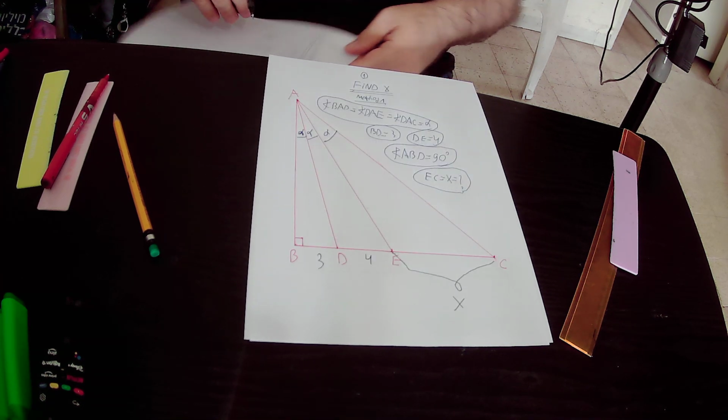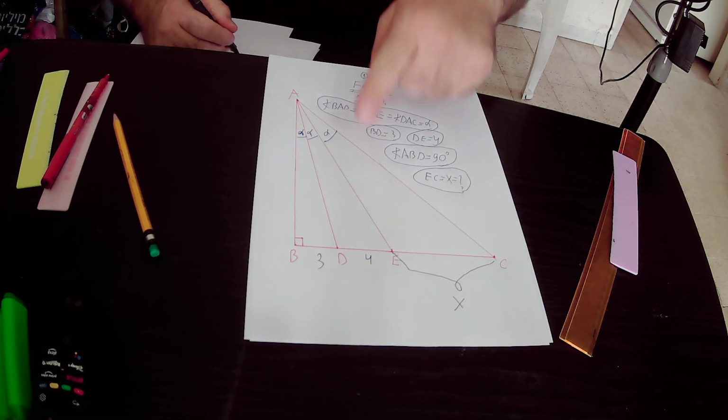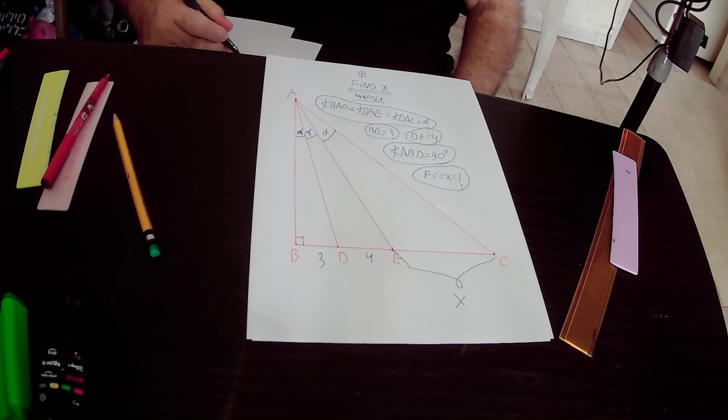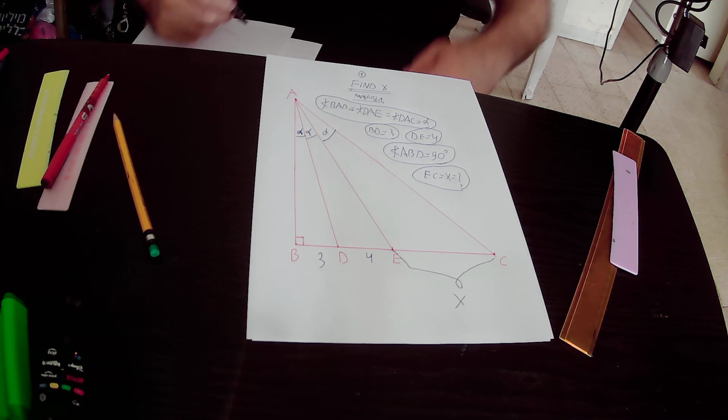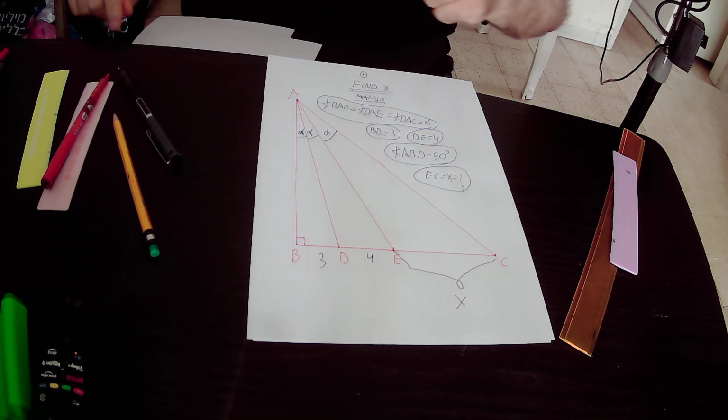Okay, but what is the size of BD? The size of BD is 3 units. And what is the size of DE? DE equals 4 units.